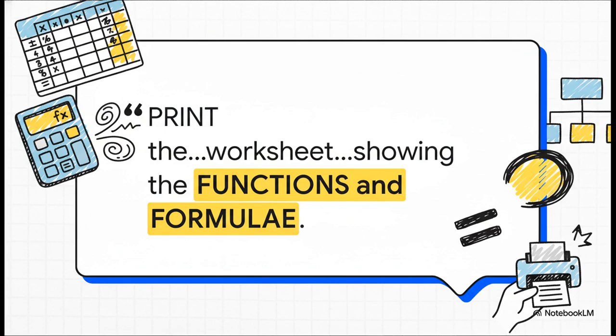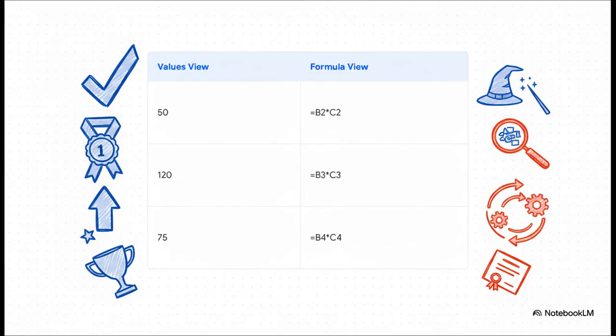Look at that wording, showing the functions and formulae. They are telling you, word for word, what they need to see to give you any marks. See, on the left, that's the normal values view. It's the final answer. But on the right, that is the formula view, and that is your proof. It's the evidence you show the examiner that you use the right methods, the right cell references, the right functions. This is what they mark.